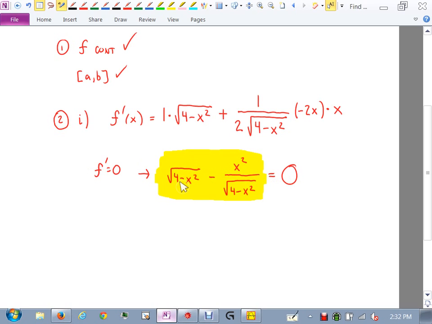What happens when I multiply root 4 minus x squared times the first one? The root goes away, right? And you're just left with 4 minus x squared. And then what happens when I multiply this fraction on top by root 4 minus x squared? They cancel out and you're left with just x squared, and it was subtracted, right? So minus x squared. And then equals, now the other side, you multiplied that radical times 0 is your 0. So from this step to this step, I multiply both sides by this.